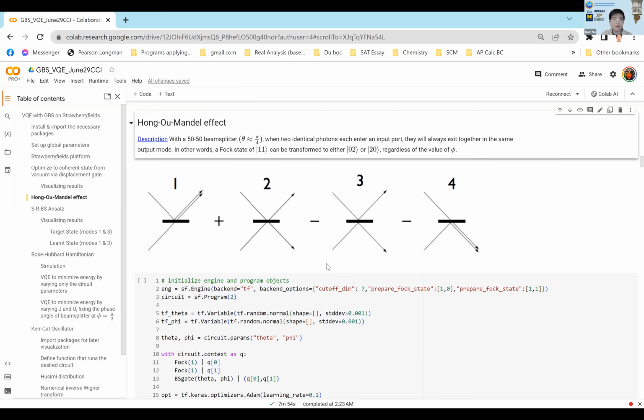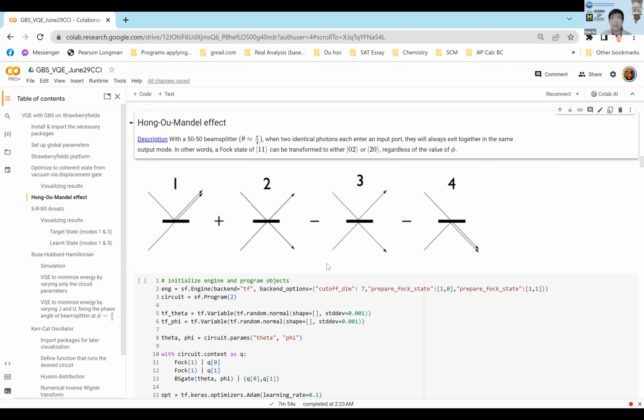And symbolically, what this means is that starting with a Fock state of 1, 1, it can be transformed into a Fock state of either 2, 0 or 0, 2. And I'm just going to emphasize that this is true regardless of the phase angle phi, but this is also only true when we have a 50-50 beam splitter.